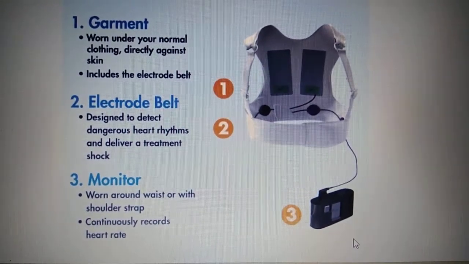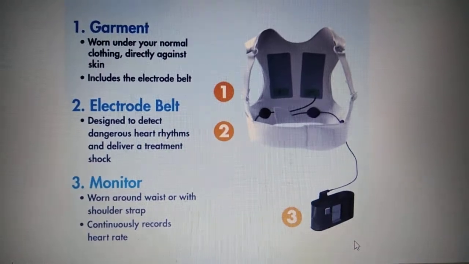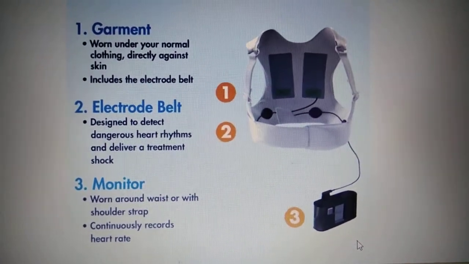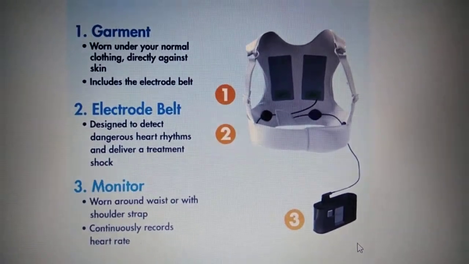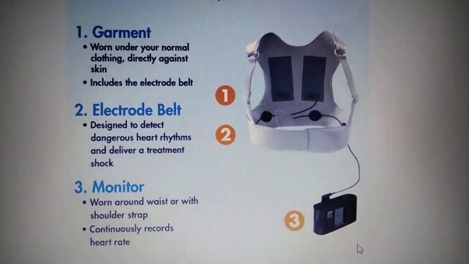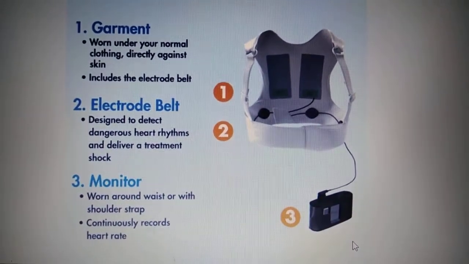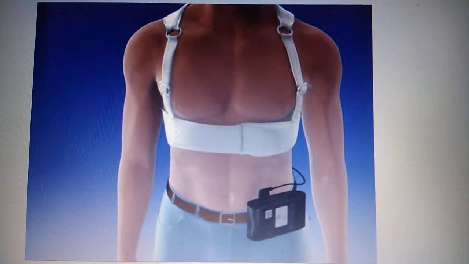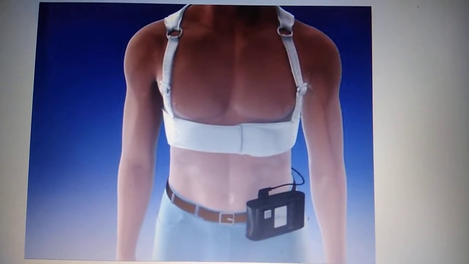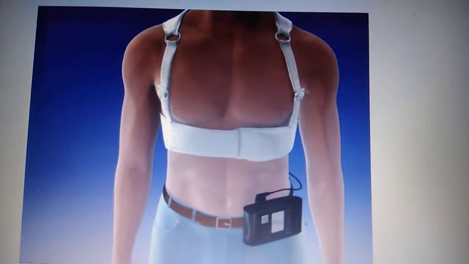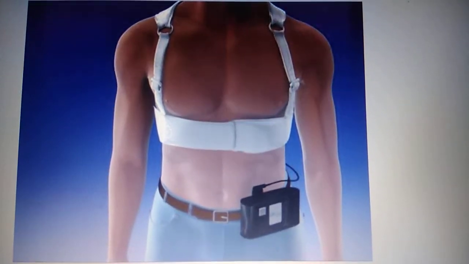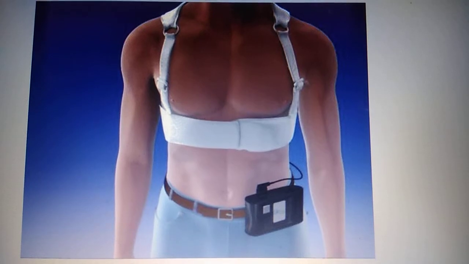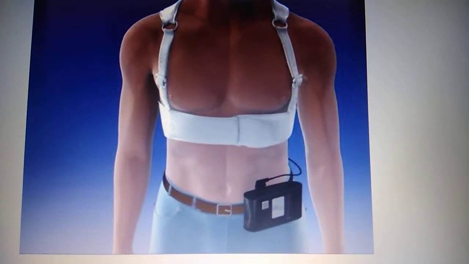Okay, here three garments are shown in the picture, and next we have an electrode belt, which is for detecting the heartbeat rate, and another is to send an electric shock pulse to rescue that person. This is a wearable type defibrillator. After wearing this wearable cardiovascular defibrillator, it looks like this. The person can wear this one and move anywhere. But it should be handled carefully.